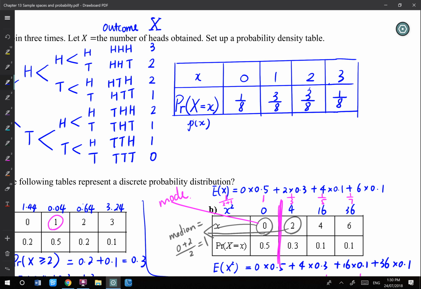What's the advantage of a table? Clear, easy to read. I can see it directly. What's the disadvantage? How about if I have X can be 0 to 100? 101 values. Are you going to list all of it? Too big. The table can be too big and it's not really that useful. So for short tables, with 4 or 5 values, it's very good to use a table because it's clear.